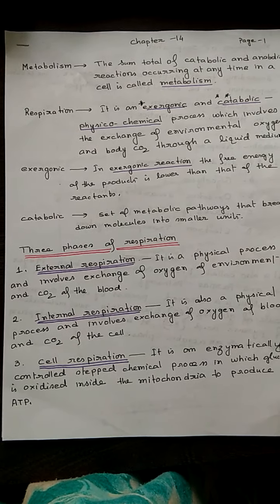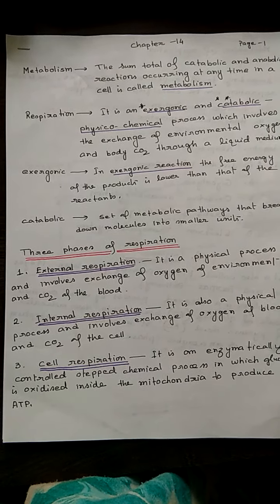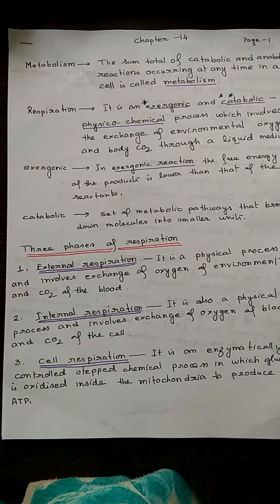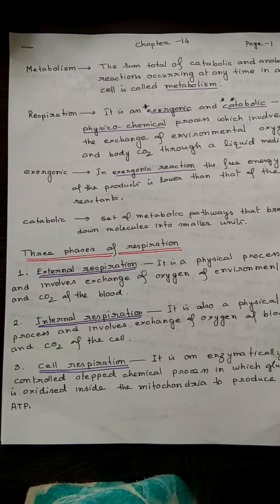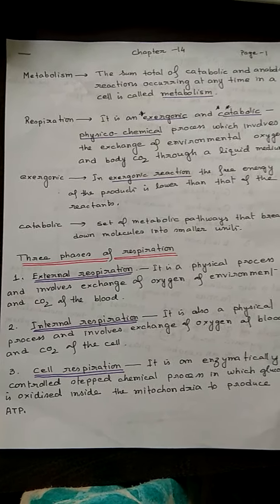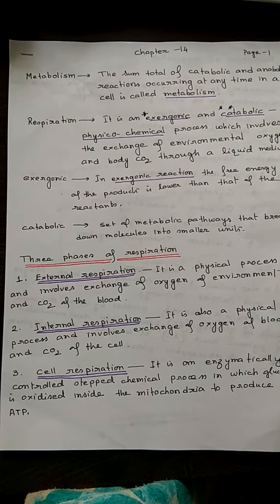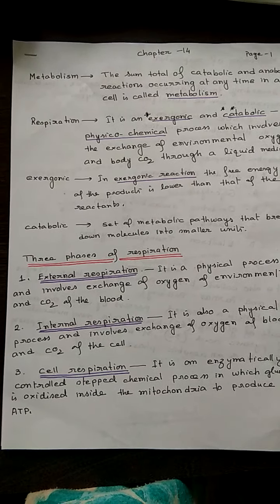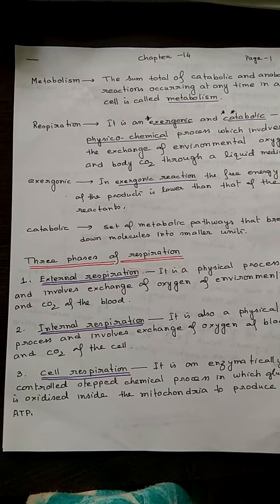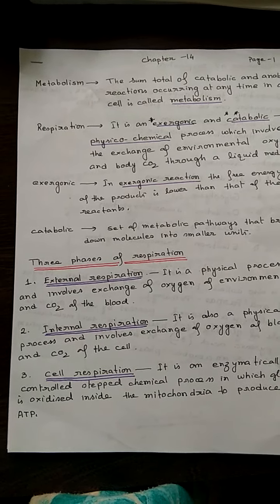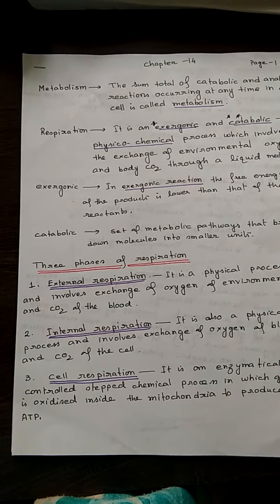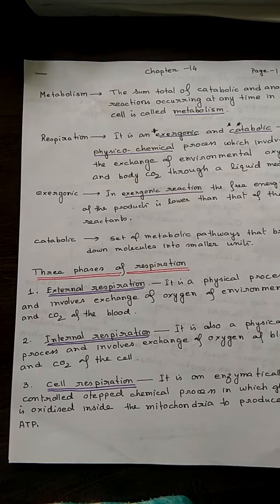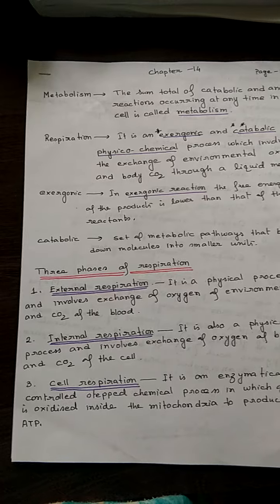It is an exergonic and catabolic physico-chemical process which involves the exchange of environmental oxygen and body carbon dioxide through a liquid medium and the oxidation of glucose inside the mitochondria to produce energy, which is partly stored in the high energy bond of ATP molecules as biologically useful energy.